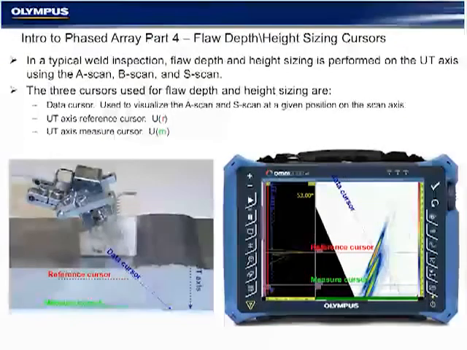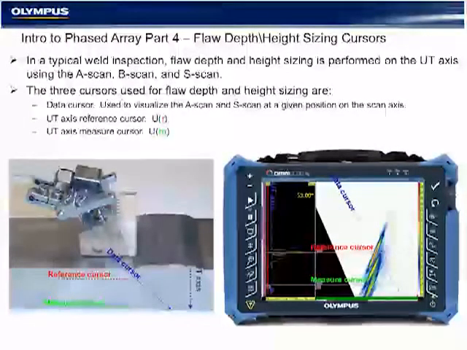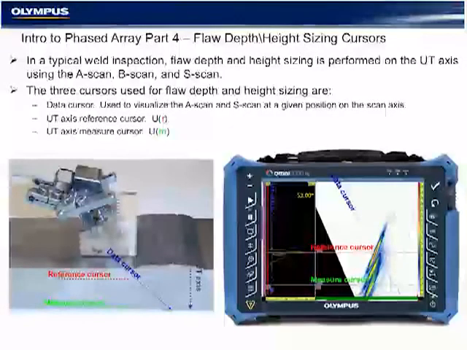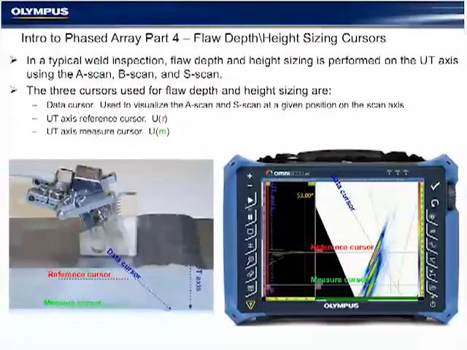So moving on to flaw depth and height sizing, we talked about amplitude and length sizing, so now we move to number 3, flaw depth and height sizing. We're going to do our depth and height sizing with cursors, just like we did the length sizing, except these cursors will be the UT axis cursors. The UT axis appears on the A scan and appears on the S scan.